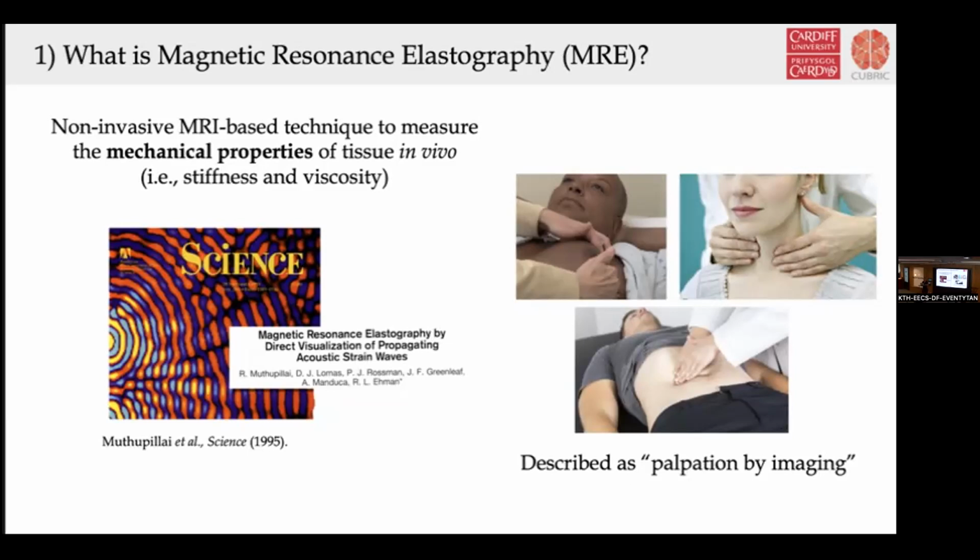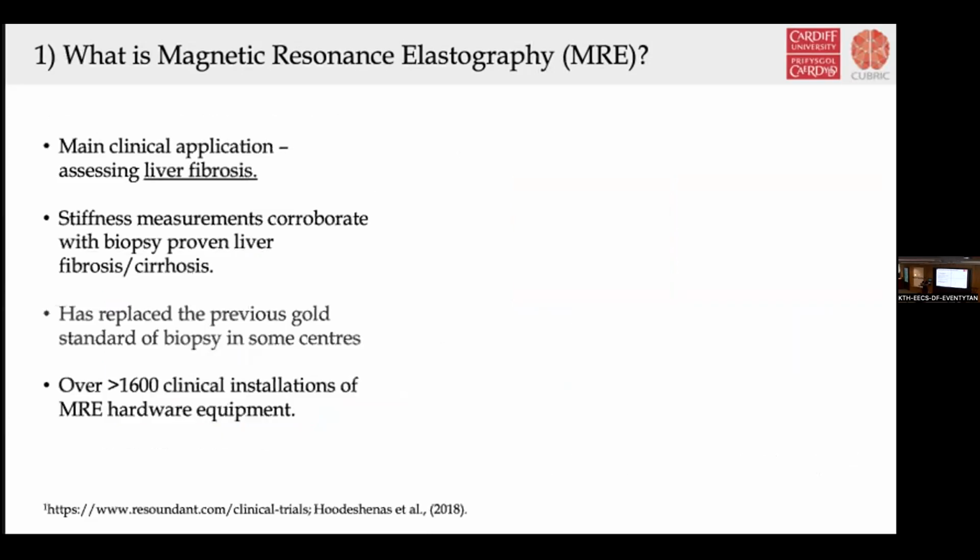measuring the same properties. Currently the main clinical use of MRE is assessing the degree of scarring due to liver fibrosis or cirrhosis. That's because numerous studies have shown that liver stiffness increases with collagen accumulation, and stiffness measurements do corroborate with biopsy proving liver fibrosis and cirrhosis. So it means that MRE is sensitive for staging liver fibrosis. It can guide treatment decisions and also determine the likely response to treatment.